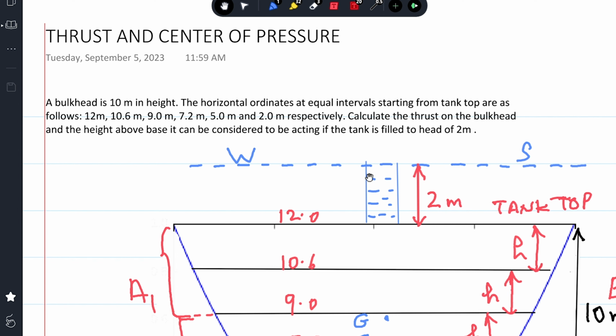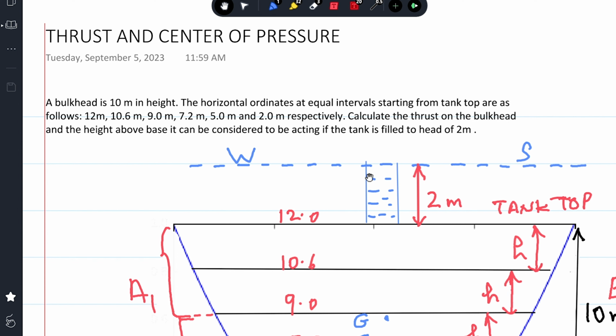It can be considered to be acting if the tank is filled to head of 2 meters. So one thing to note here is that the ordinates given are horizontal ordinates, and the tank is filled to a head of 2 meters. Head of 2 meters will mean that the water level is extending 2 meters above the tank top. That is what head of 2 meters means.